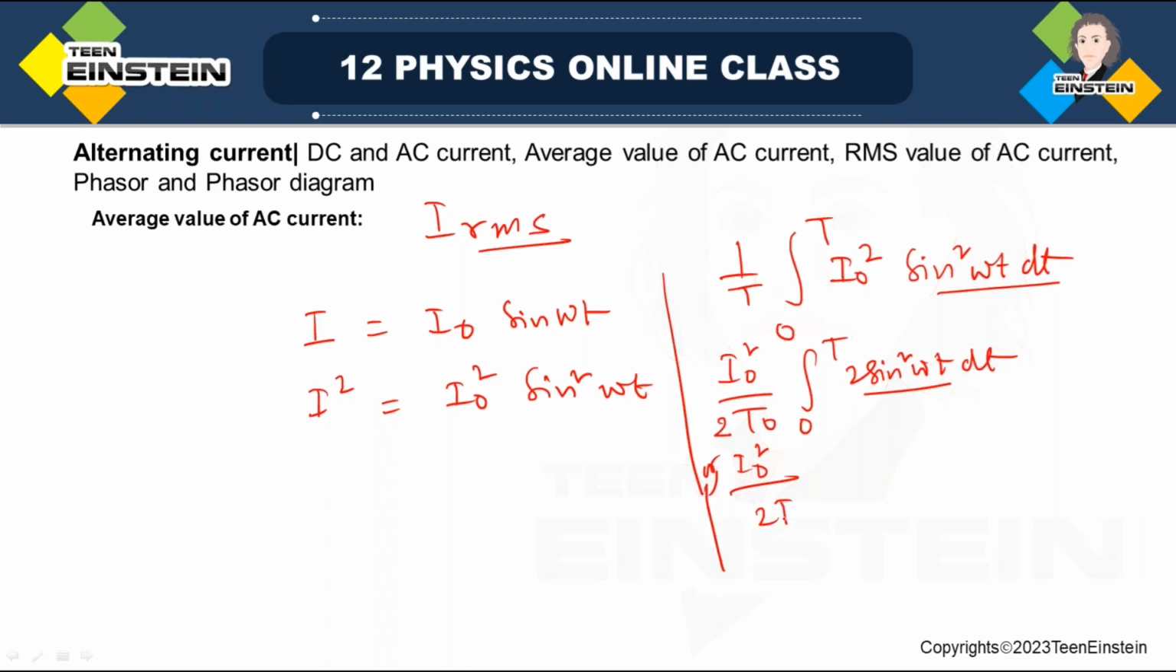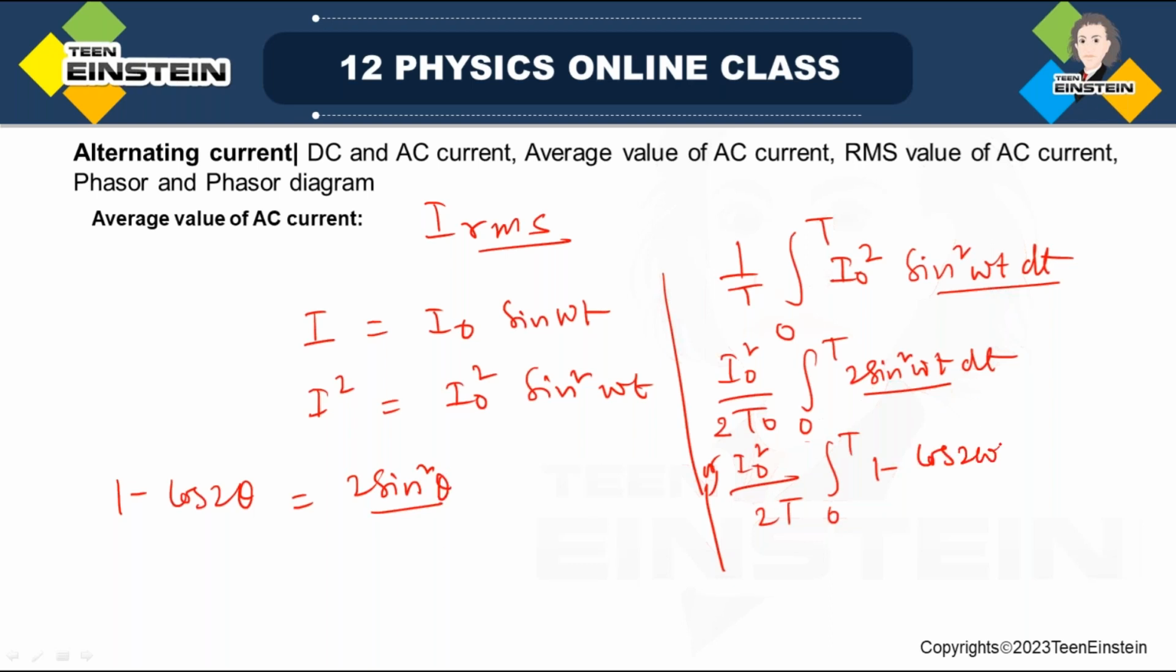So we get I0 square by 2 times the integral from 0 to T, where T is the time period, of 1 minus cos of 2 omega t, because you know, the trigonometric identity: 1 minus cos 2 theta is equal to 2 sine square theta. So that is what we are doing here.